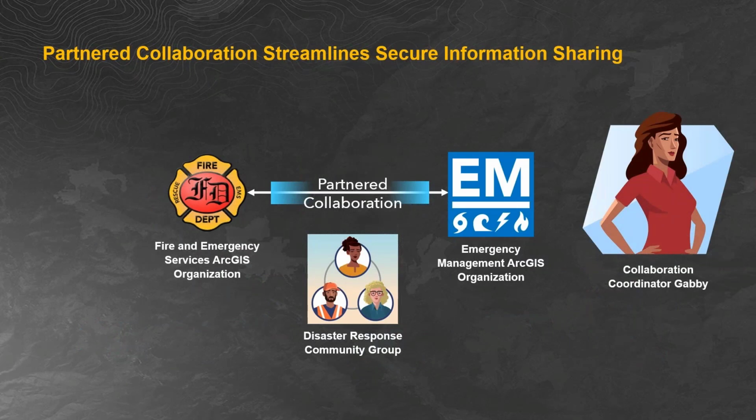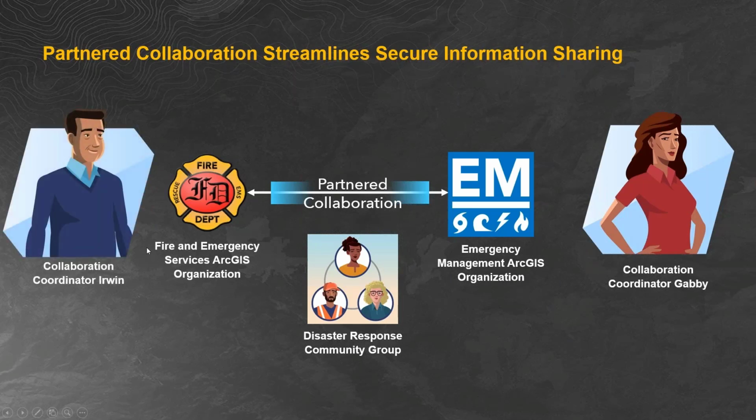Now, the last thing is a recent update with partnered collaboration in the April release that makes that much easier. Before the April release, it was only one side of the sharing tunnel, if you will, where you assigned people who could have access to this information. So with partnered collaboration, you can have collaboration coordinators on either side of the arrangement to add people into the groups as appropriate to facilitate access to a secure, notional disaster response community ArcGIS Online group.